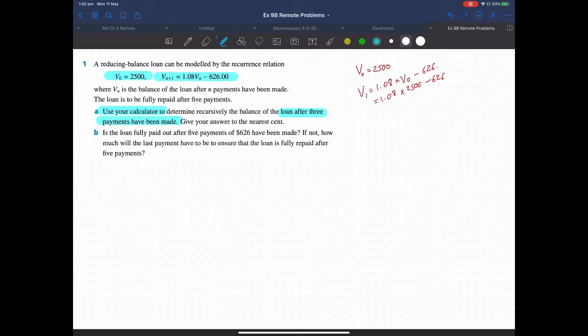So, from our calculator screen, it said to us, use the calculator to determine the balance of the loan after 3 years. Give your answer to the nearest cent. So nearest cent would be 2 decimal places. From your calculator screen, you could see that at the end of the third year, the balance was $1,117.03.